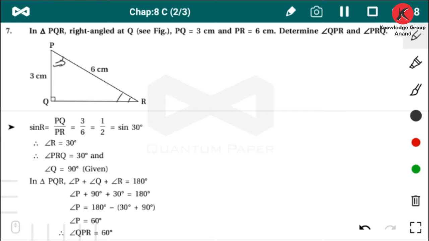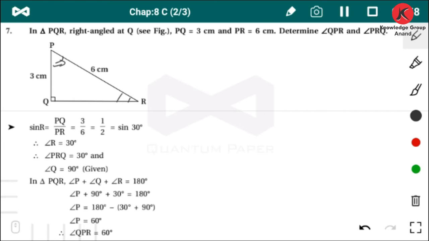First we find sine R. Sine R is equal to opposite side upon hypotenuse, 3 upon 6, which is equal to 1/2. Which angle has sine equal to 1/2? Sine 30 is equal to 1/2. Therefore, angle R is equal to 30. Then angle QPR is equal to 60.